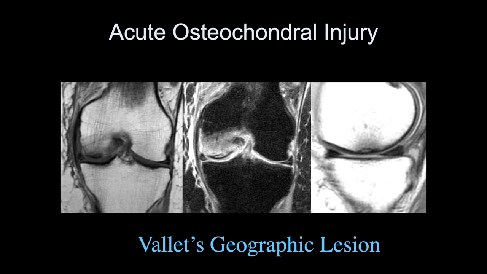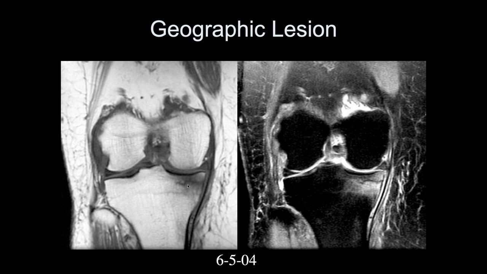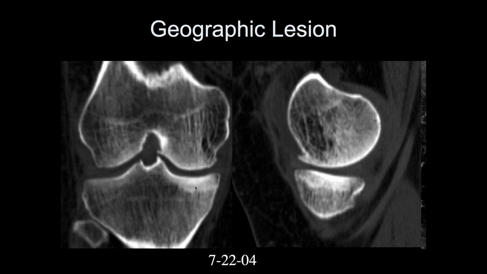Here's an example, not quite as bad as the last one. This again is the subchondral bone here, but this is another relatively high risk lesion that you need to warn the orthopedic surgeon about if you see that. This was in 6504. Here's a CT scan a little bit after that, where you can see the sclerotic lesion that John was pointing out in that other case, in this particular patient.